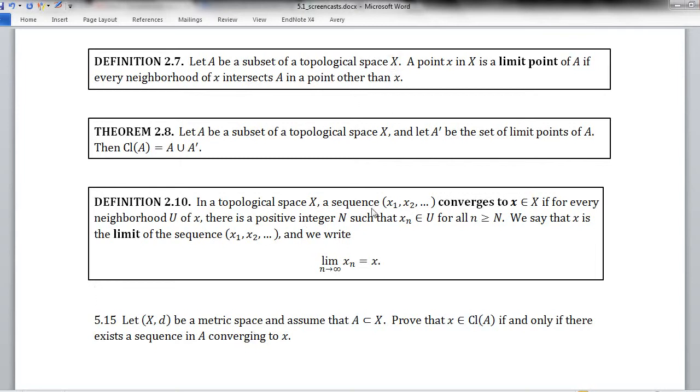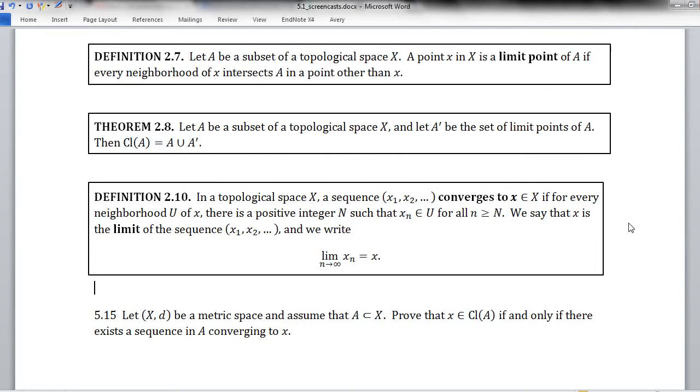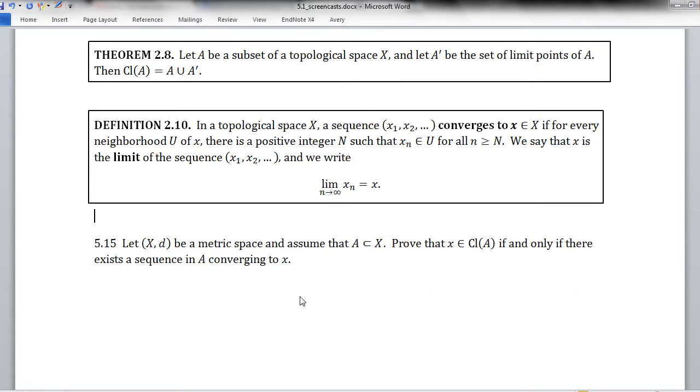Up top here, I've copied a couple of definitions and a theorem from chapter 2. Limit point, closure is the union of A with the set of limit points, and convergence of sequences. So we'll need to use all of that stuff. Okay, so it's an if and only if, so let's prove the forwards direction.